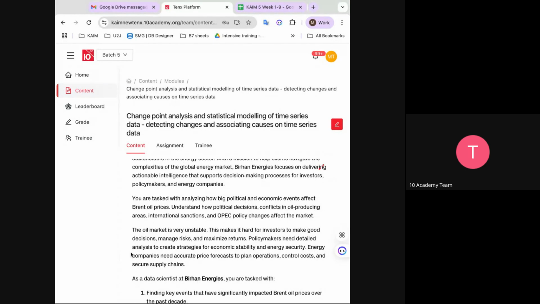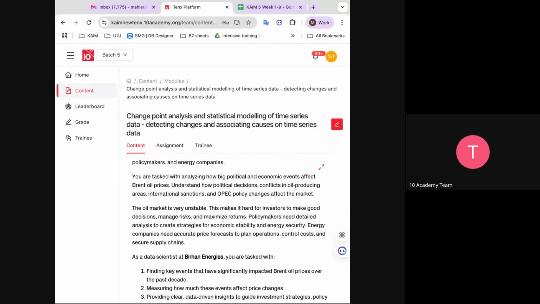And your task is to find what are the political or economic events that affect the Brent oil price, and how big they are. To understand this, you have to see that conflicts in oil producing areas, international sanctions, or an OPEC policy change might affect the markets.